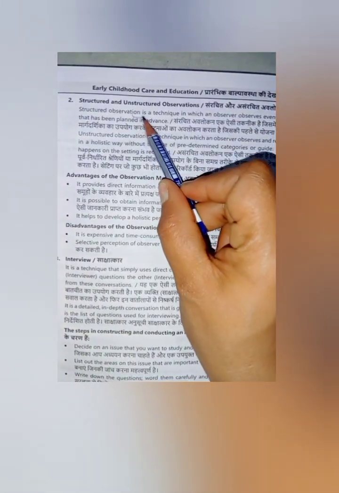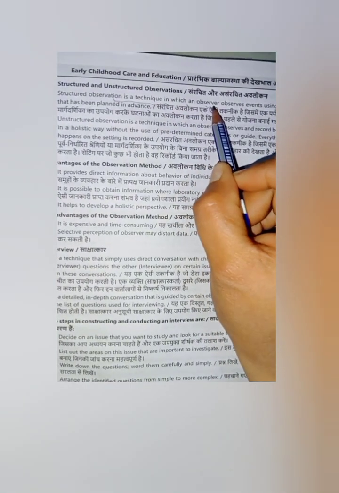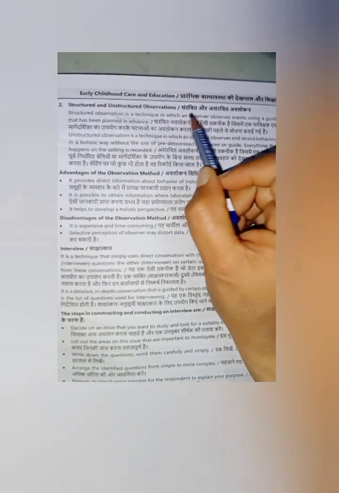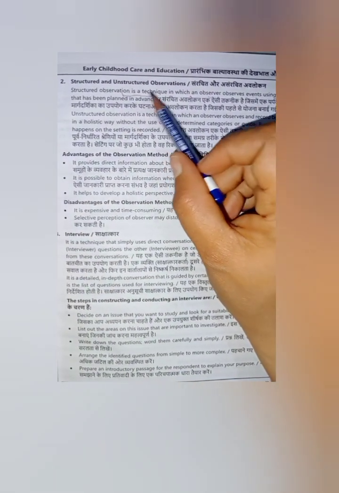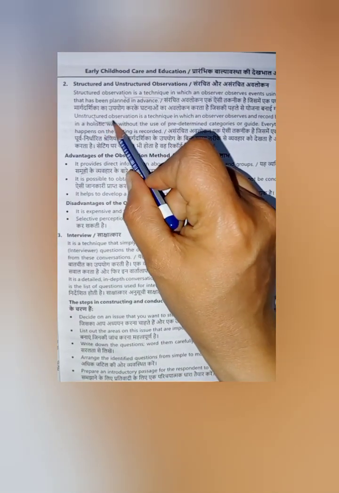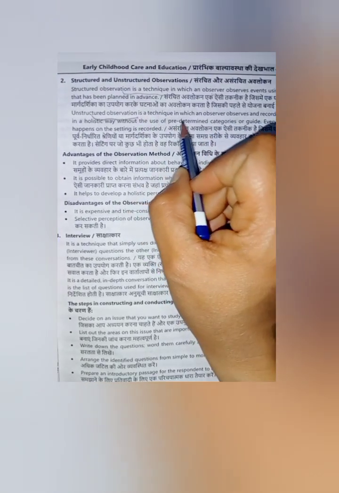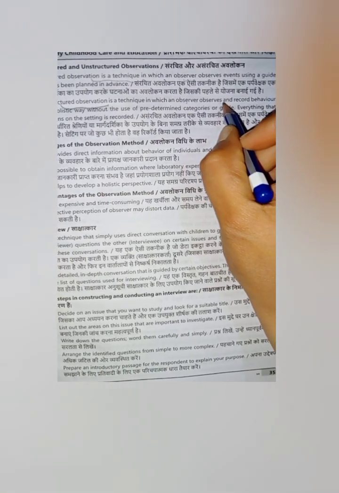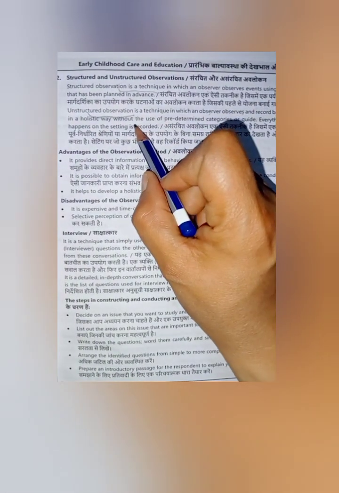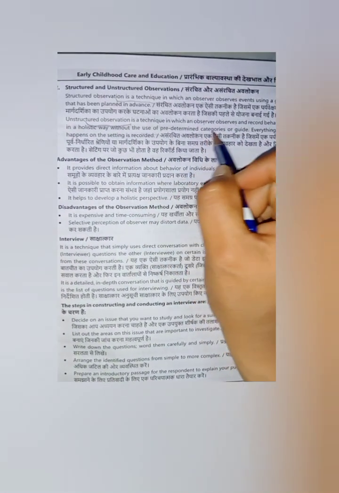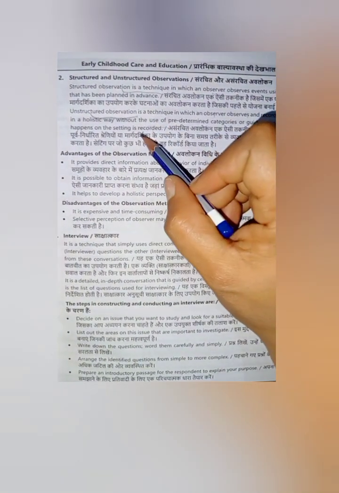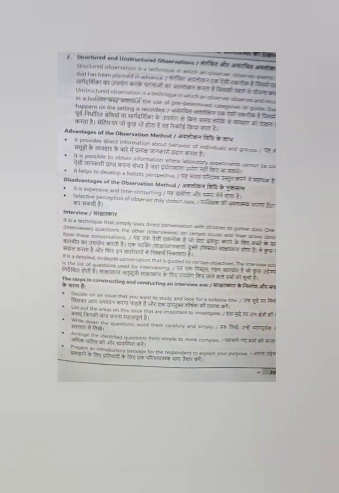Structured observation is a technique in which an observer observes events using a guide that has been planned in advance. Unstructured observation is a technique in which an observer observes and records behavior in a holistic way without the use of predetermined categories or guide. Everything that happens in the setting is recorded.